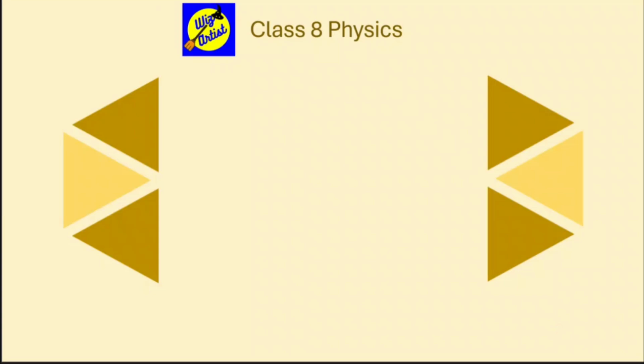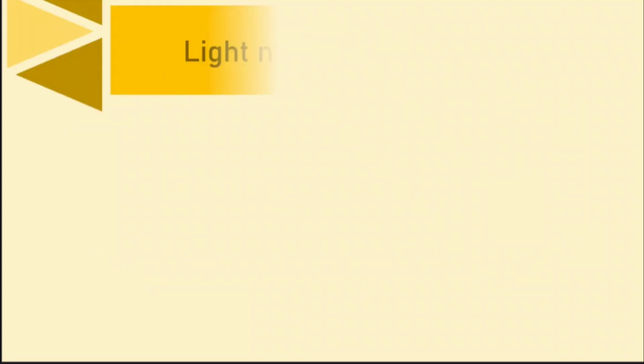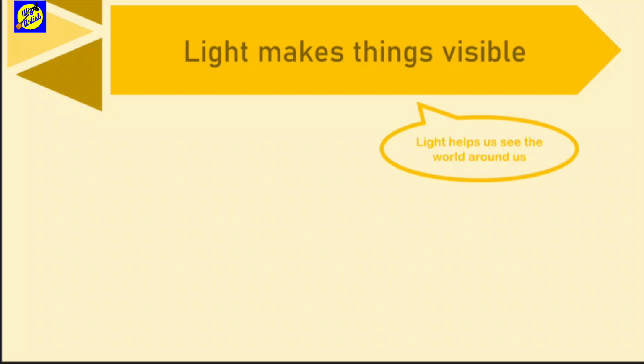Today, we are going to be studying Class 8 Physics, Chapter number 13, Light. Light makes things visible. This is a universal truth. This means that it is because of light that we can see the world around us.